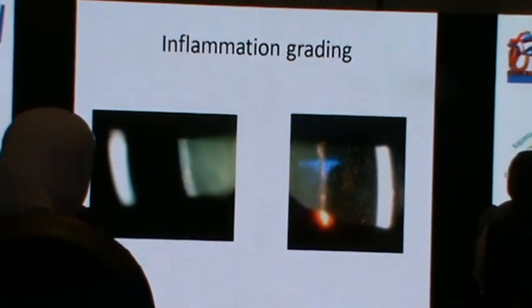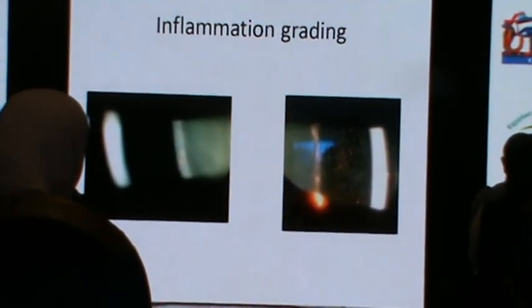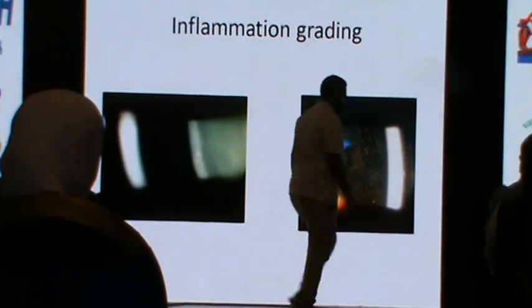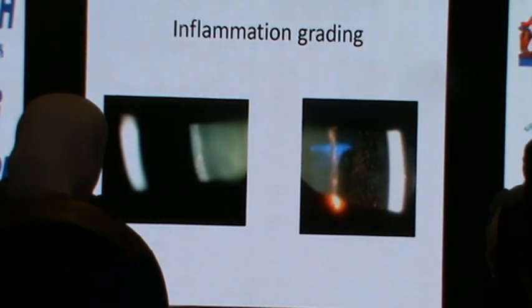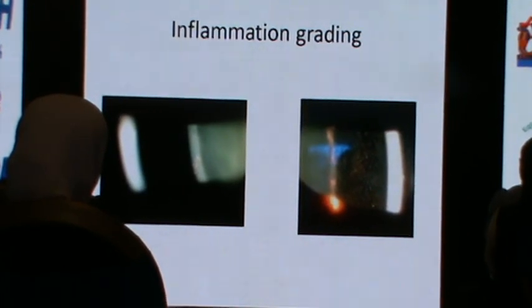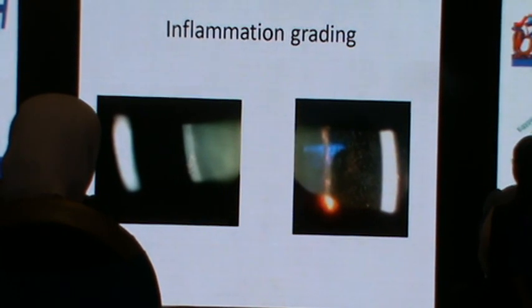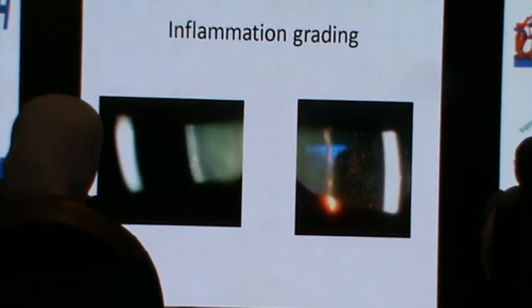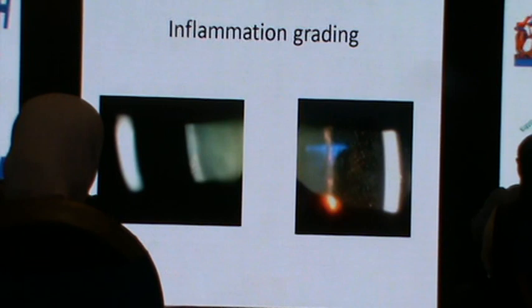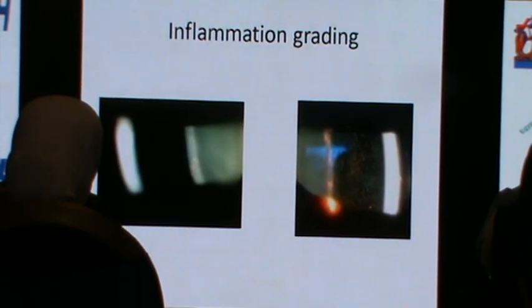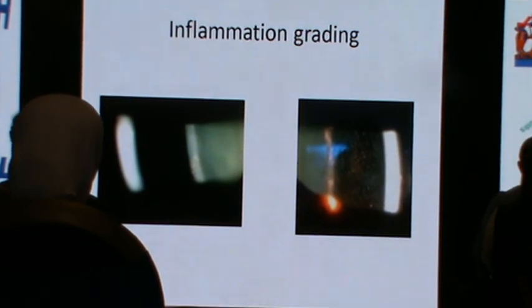The second is inflammation grading. Do you think that the inflammation on your left-hand side is like the inflammation on the right? Of course not. How can we describe this? Both of these patients have flare and cells. The one on the left has milder inflammation, but we have to have a proper way of documenting our findings, at least for follow-up, to know if the patient improved or not.